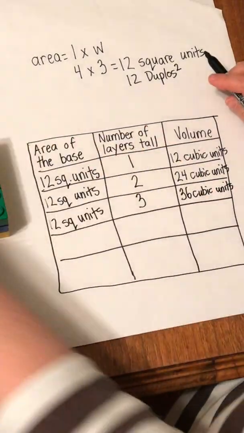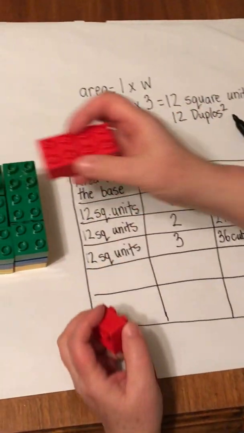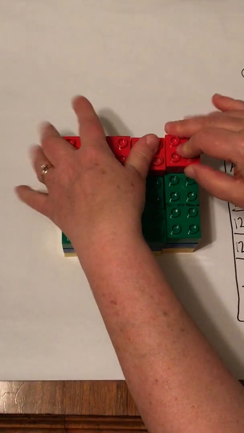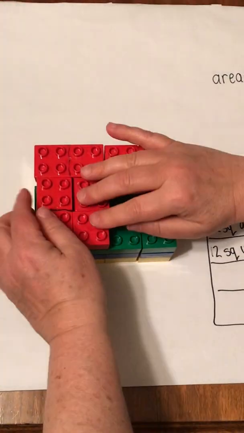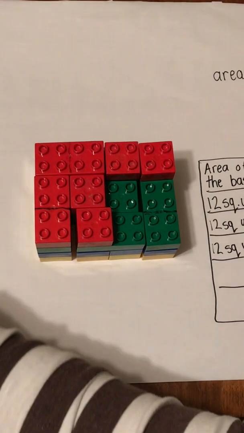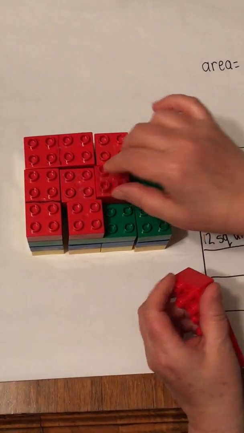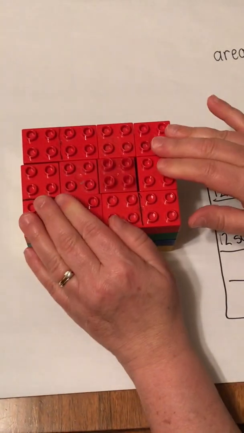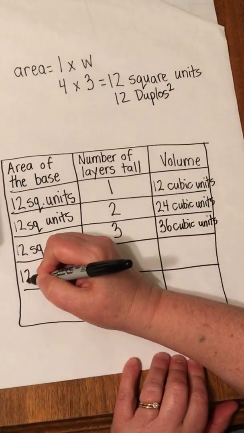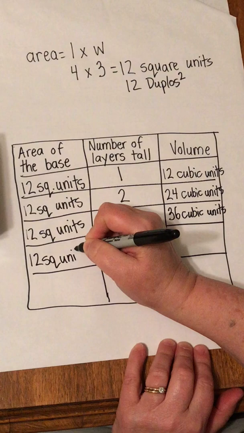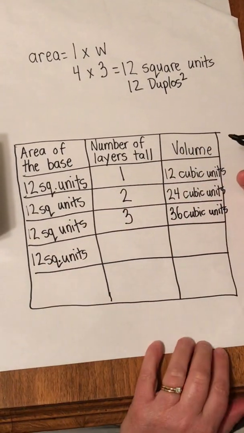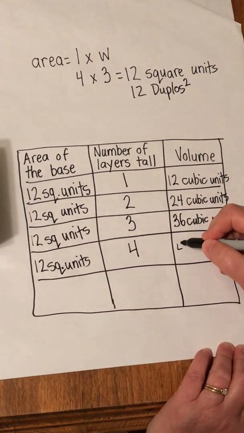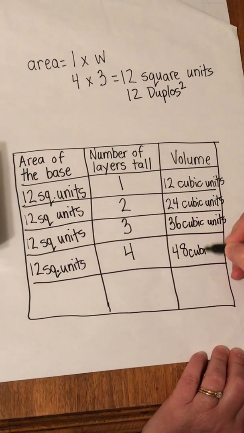Are you seeing any patterns? Let's build one more layer. 2, 3, 4, 5, 6, 7, 8, 9, 10, 11, 12. So this layer, just like all the others, is made up of 12 square units. Notice I used SQ to abbreviate squares. And now we have 4 layers, and our volume is 48 cubic units.